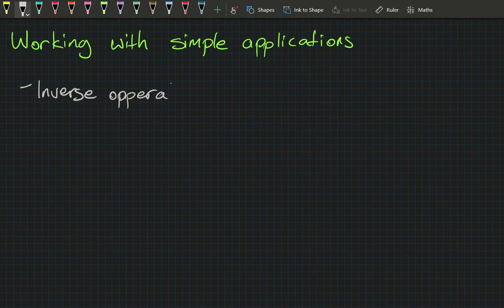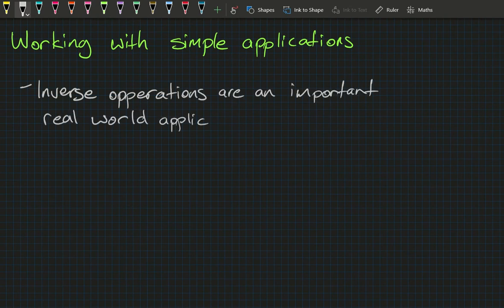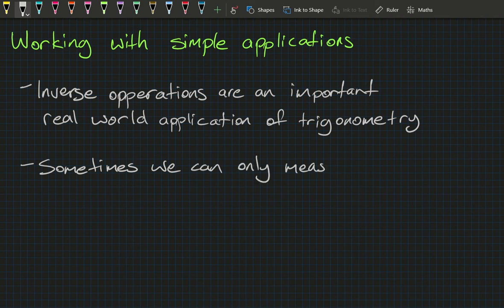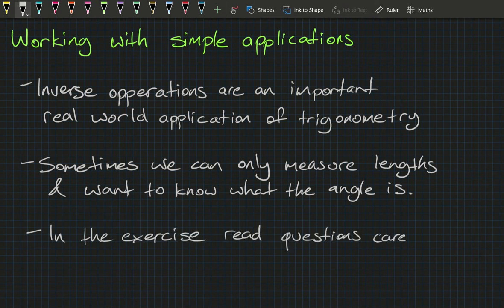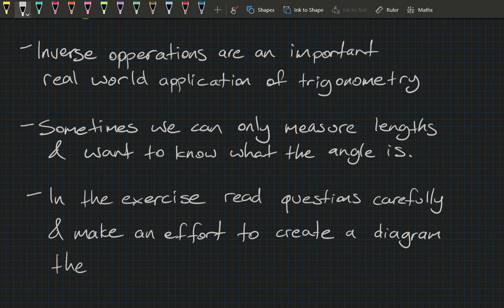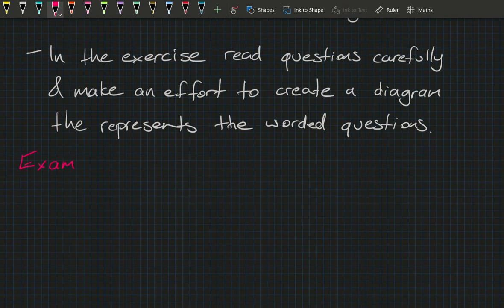Inverse trigonometry operations are an important real-world application of trigonometry. And this is because sometimes we can only measure lengths, but we also want to know what the angle is. When you're working on your exercise questions, you need to really read them carefully and make an effort to create a diagram that represents the worded question. All right, so let's have a go at one of these worded questions ourselves with example 4.